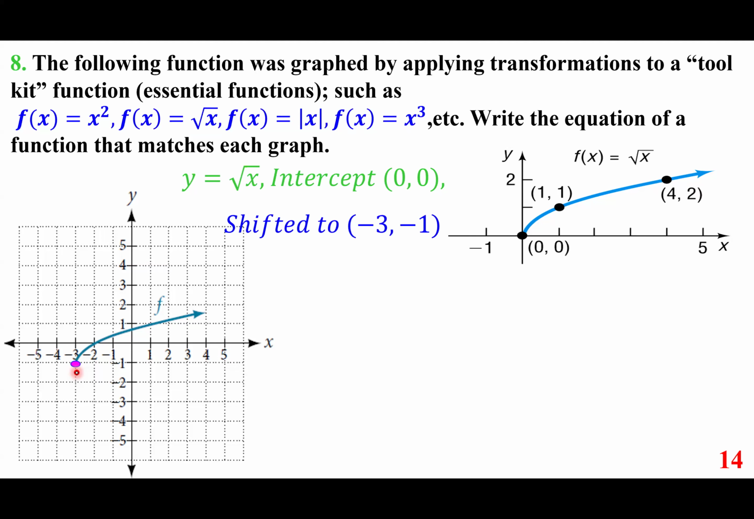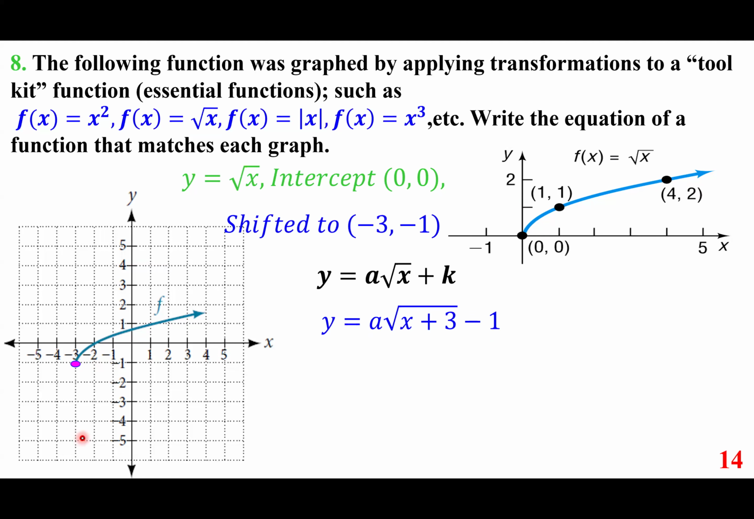So let's write it in this format. It makes it easy to see what's going on. y equals a square root of (x plus h) plus k. The x has been shifted 3 units to the left, so x plus 3. And k has been shifted down by 1, so minus 1.